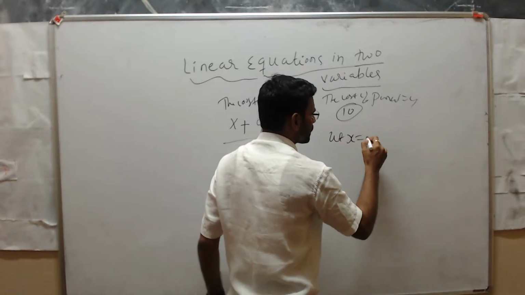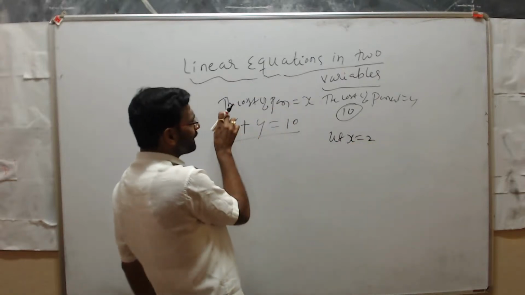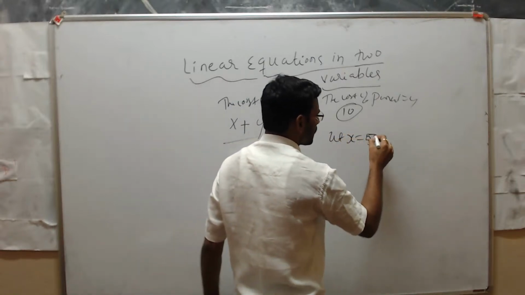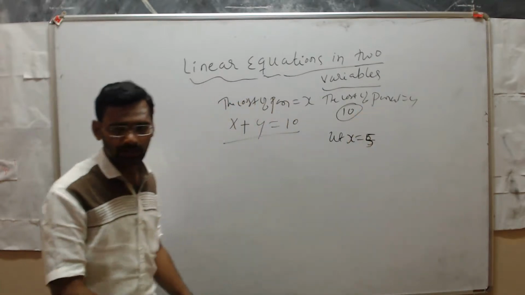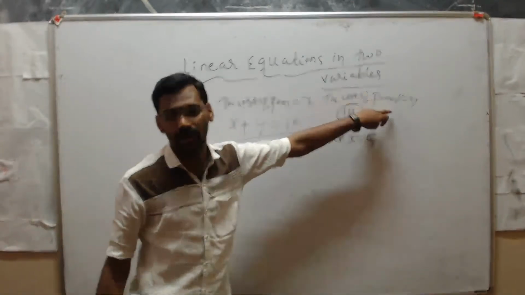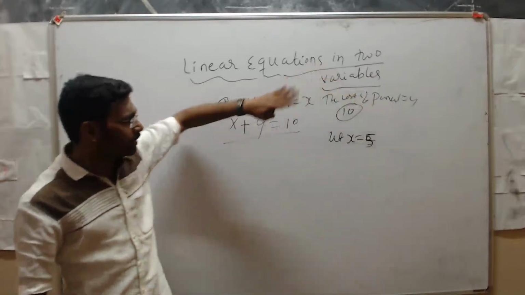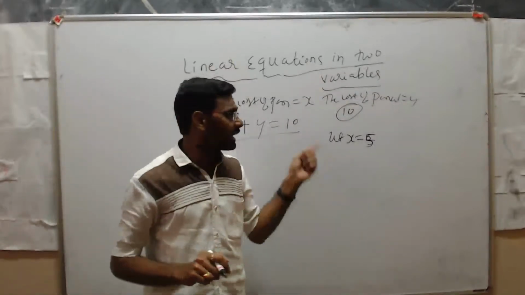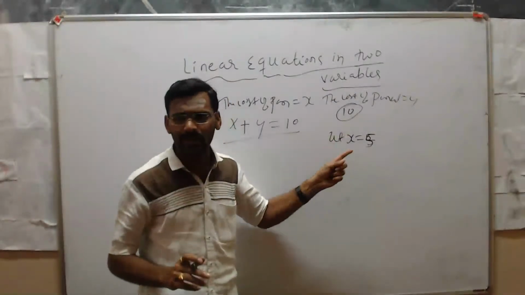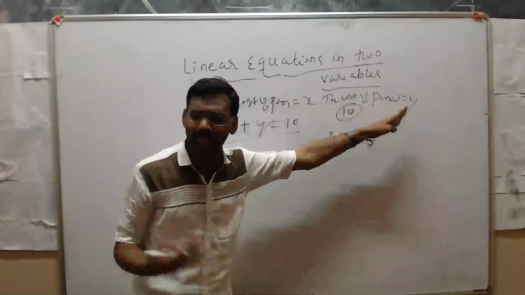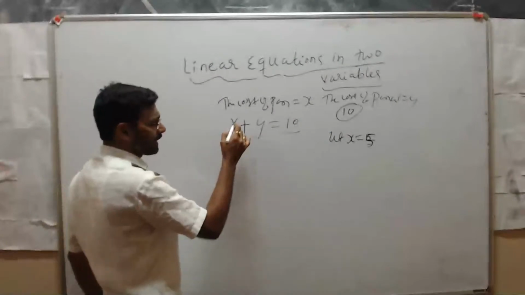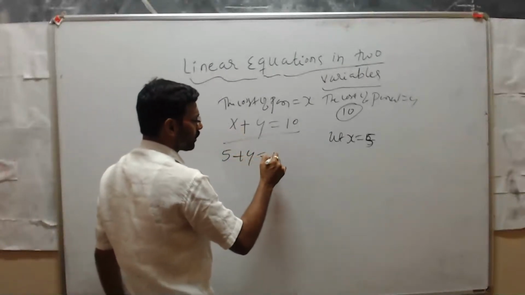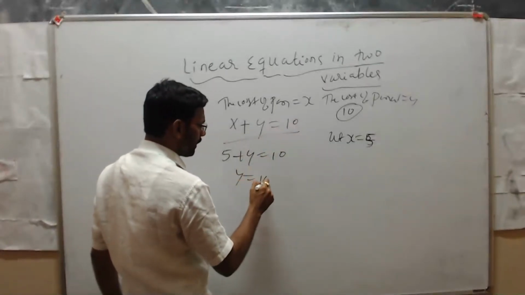Let the cost of pen x be 5 rupees. If the cost of the pen is 5 rupees, then what is the cost of the pencil? One pen plus one pencil is equal to 10 rupees. If the cost of the pen is 5 rupees, automatically the cost of the pencil is also 5 rupees. How can we find it? x value is 5, plus y is equal to 10, so 5 goes across as minus 5.